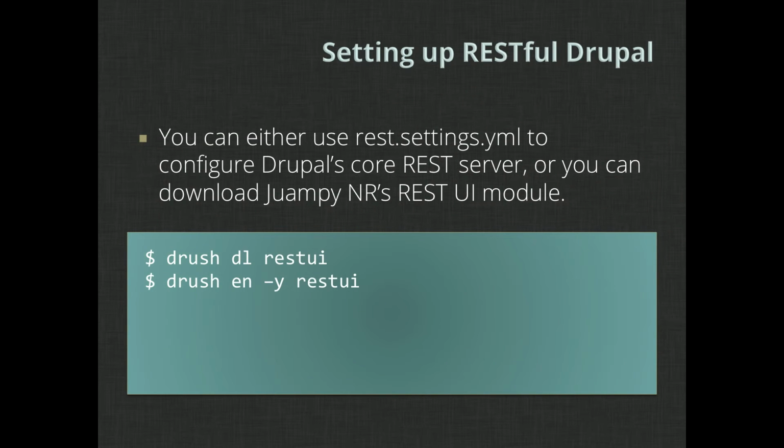So there's two ways to set up your REST configuration in Drupal. The first is you can use rest.settings.yaml if you're into YAML. I like YAML a lot, but I'm also a very visual person and I like to have a UI to work with. Or you can also use Swampy's REST UI module, which is a very powerful solution as well. It just merely provides a UI that writes basically YAML to that file.